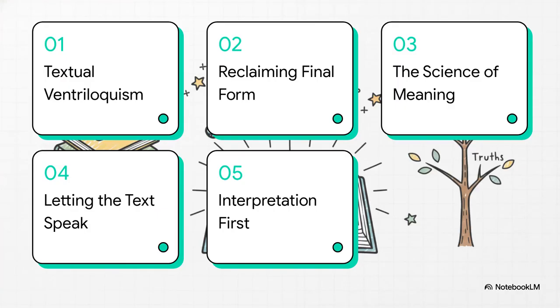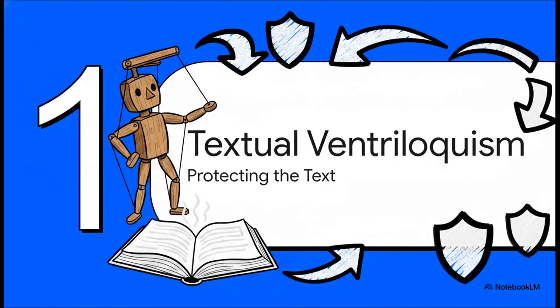So, to solve this problem, we're going to walk through the history, the philosophy, and the academic rigor of inductive Bible study, or IBS. Here's our roadmap for this explainer. We'll look at textual ventriloquism, reclaiming the final form, the science of meaning, letting the text speak, and finally, interpretation before application. Let's get right into it. Starting off with Section 1, the danger of textual ventriloquism, and how we actually protect the text from ourselves.